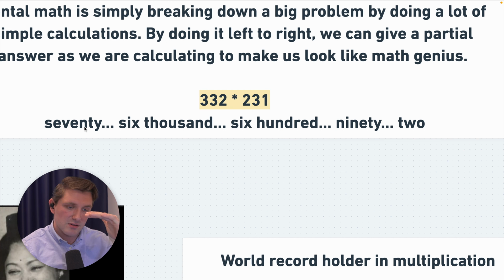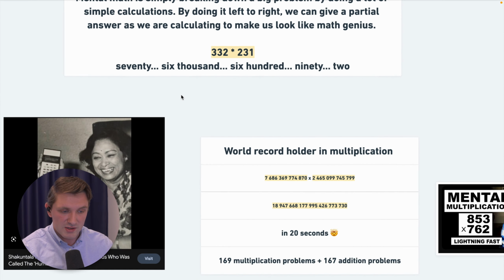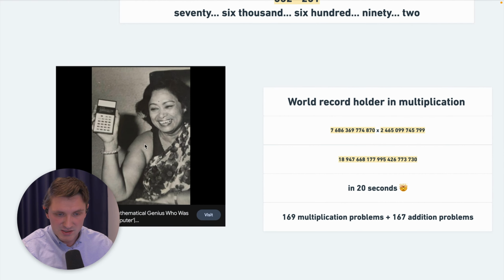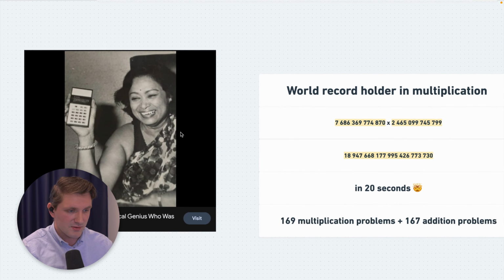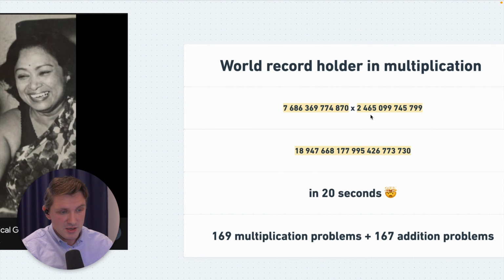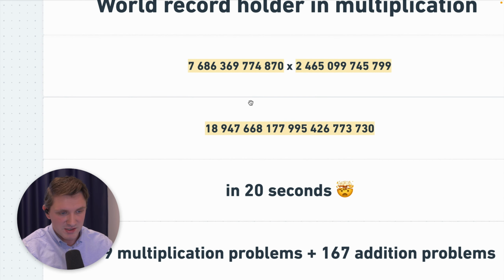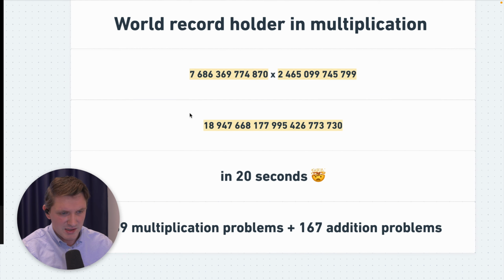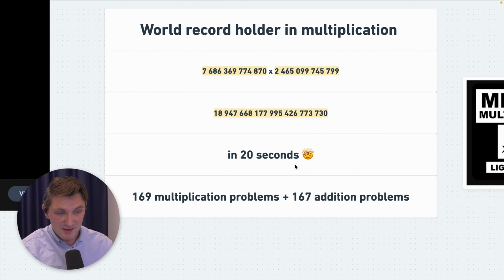76,692, right? So as I'm saying, I can actually calculate the next number. And this allows you to do quite amazing things, right? So for example, this girl, Sakatala Davis, I have no idea how to say it, she holds the world record in multiplication. So she multiplied this number with this number. I will not even try to say how much it is. Maybe it's 7 trillion or something like that. And she got this number, right? And this was done in 20 seconds.